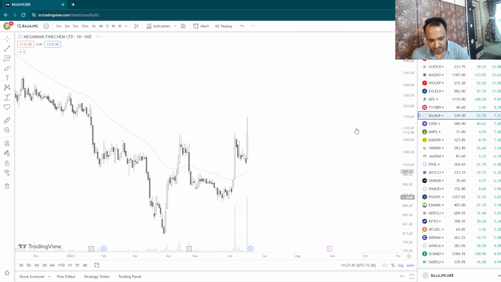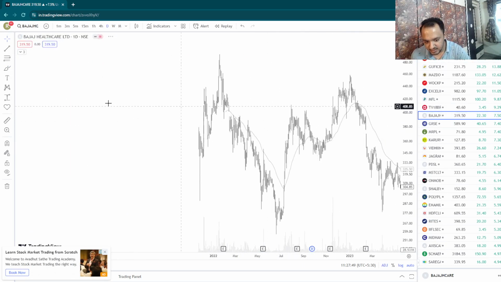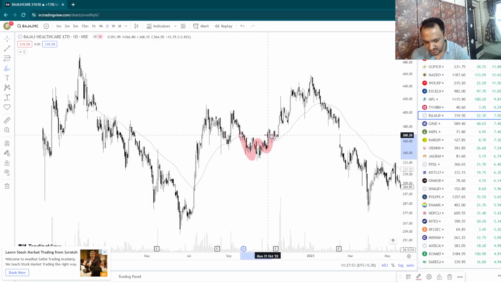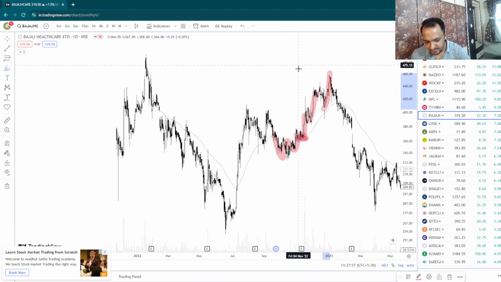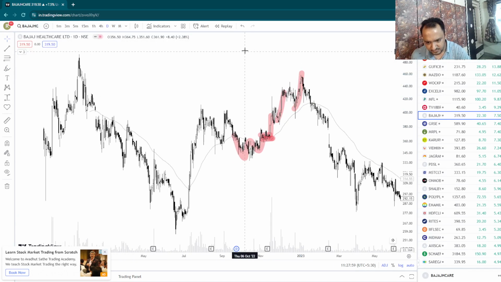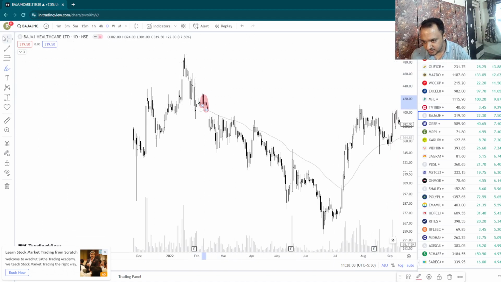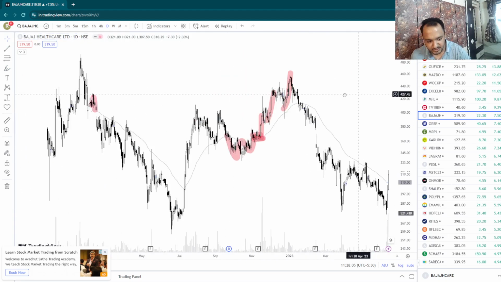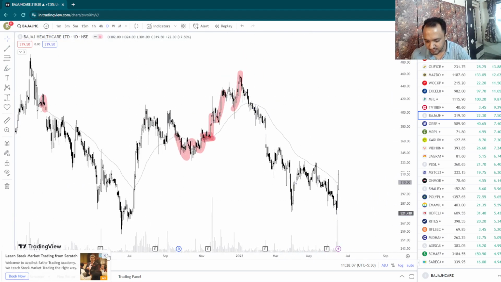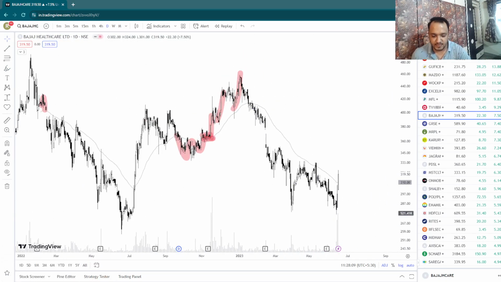Let's look at one last example. You see all the big moves, all the moves which are coming out of bases, they are starting right from the EMA. See this one as well, right from the EMA. Obviously, sometimes the moves will fail because the market is falling. So you also have to look for other parameters before you buy these stocks.